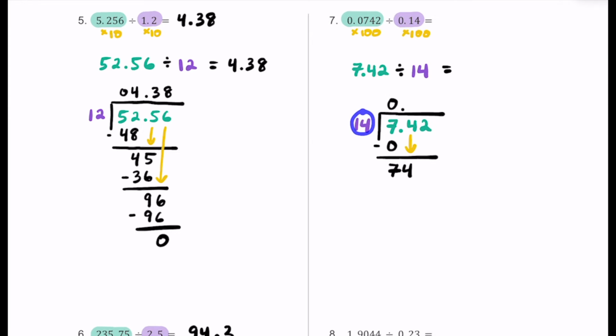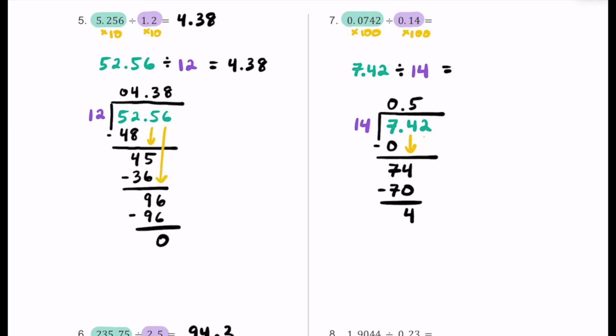So 14 going into 74. You might need to do some multiplication and pause the video for a moment, but I think it's going to be 5 here. I think 6 is too much, so I'm going to put a 5 up top because I know 5 times 14 is 70. And if we subtract here, 74 minus 70 means we were off by 4. So we're going to put that there.